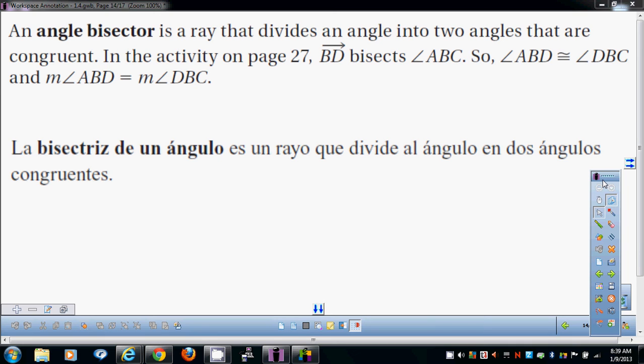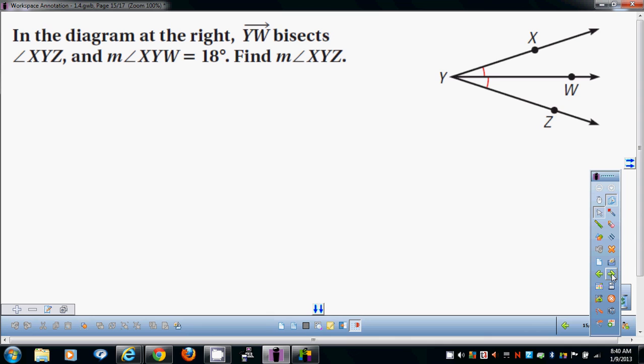So anytime you see in the direction such and such bisects that angle, or this is an angle bisector, you see the word bisect, then your brain should be kicking another part of your brain into thinking, I need to be setting something equal somewhere. So here we go. In the diagram, YW bisects XYZ and XYW. So YW bisects that angle. If XYW, which is this one, is 18, what is XYZ? 18. That's it. Now that one, very straightforward.